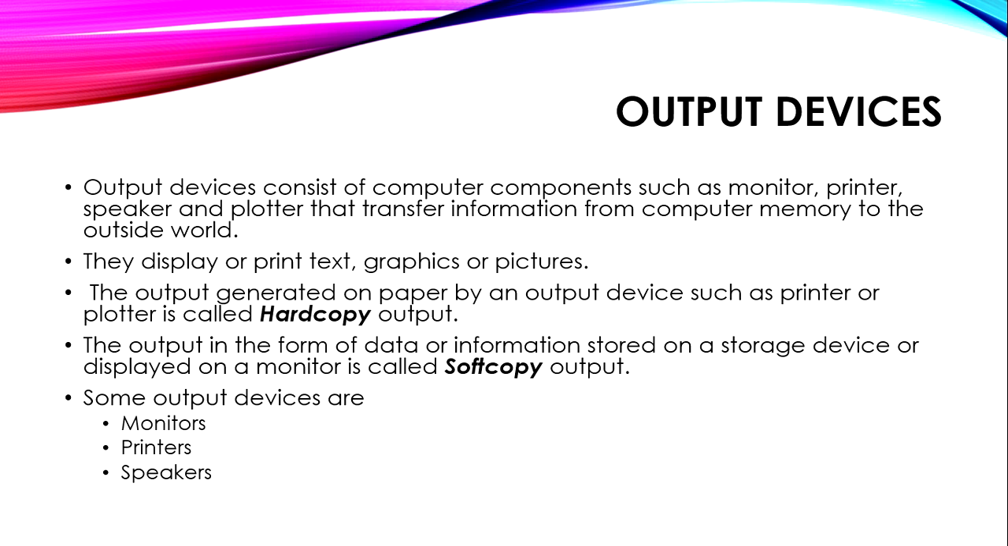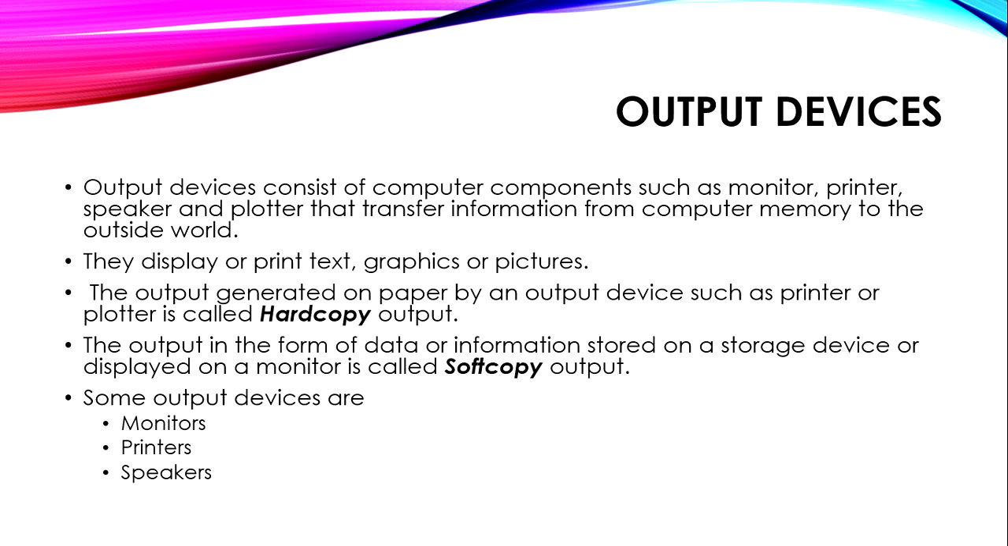The output generated on paper by an output device such as a printer or plotter is called hard copy output. The output in the form of data or information stored on a storage device or displayed on a monitor is called soft copy.